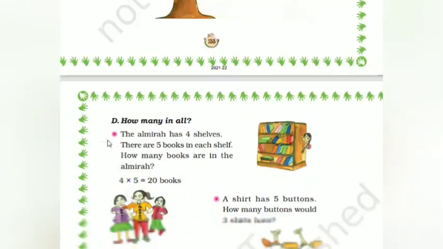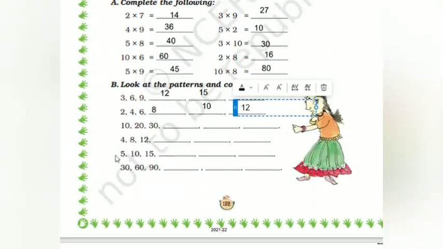Then the multiplication factor 2. 2 times 1, 2. 2 times 2, 4. 2 times 3, 6. 2 times 4, 8. 2 times 5, 10. 2 times 6, 12. Then the multiplication factor 10. 1 times 10, 10. 2 times 10 is 20. 3 times 10, 30. 4 times 10 means 40. 5 times 10 means 50. 6 times 10, 60.